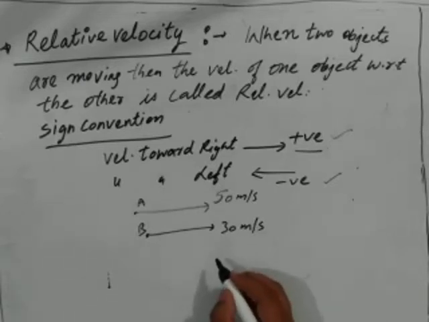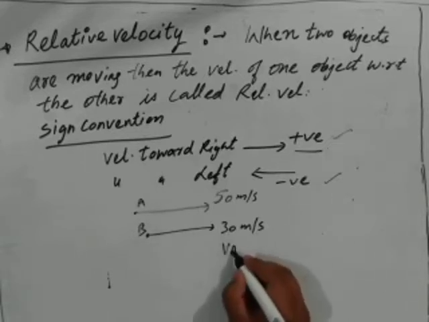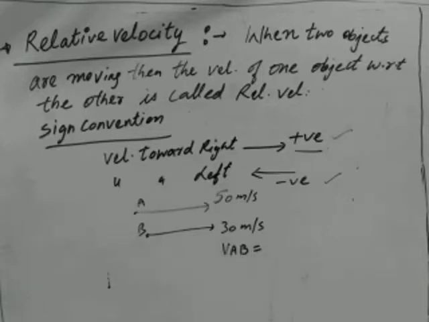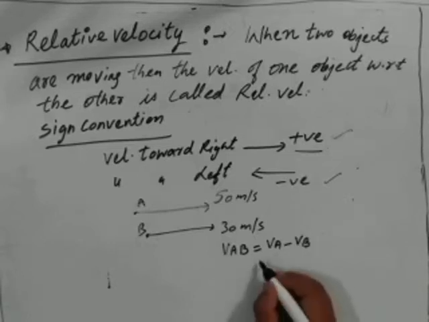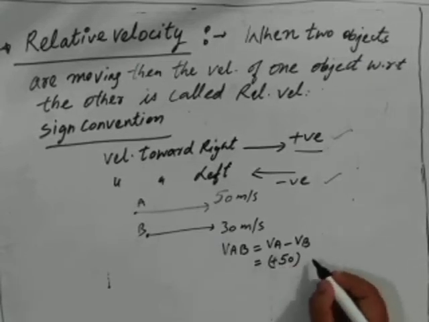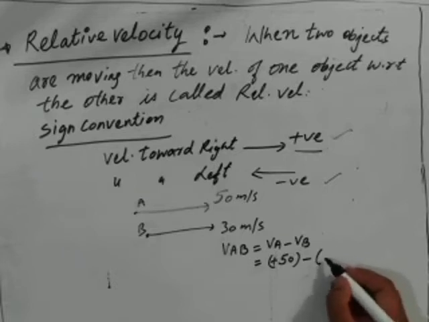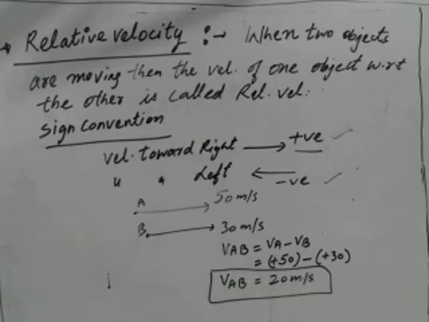So if we calculate velocity of A with respect to B, that is VAB, it will be VA minus VB. So we will put the sign conventions. Plus 50 minus plus 30. Since both are moving towards right, so this will become 20 meter per second. So velocity of A with respect to B will be 20 meter per second.